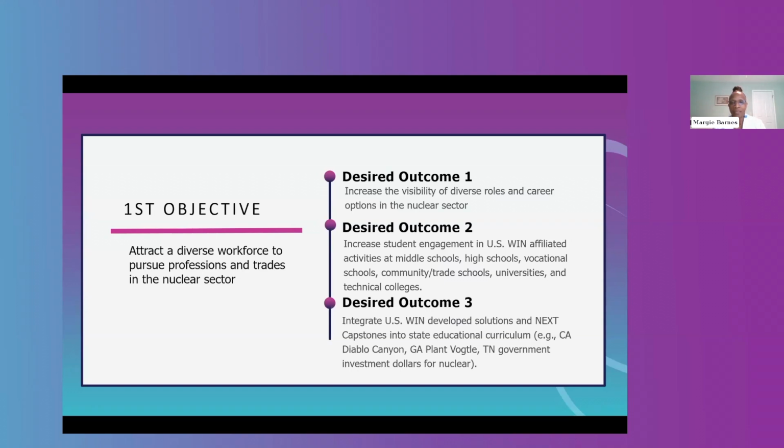And then desired outcome number 3 is to integrate U.S. WIN develop solutions, and NEXT, which is nuclear executives of tomorrow, their capstone. So each one of these groups, the NEXT groups, create a capstone. So we want to use that information. And if we can get it into the state educational curriculum, that would be great. And it gives them a tool that they can use as they are trying to, once again, create a career path for our younger students.